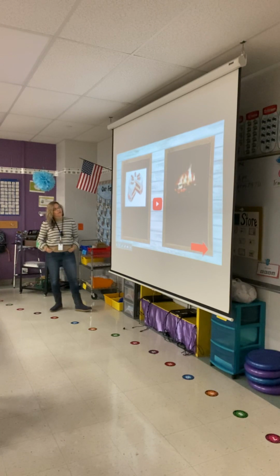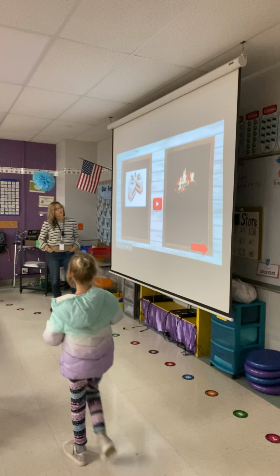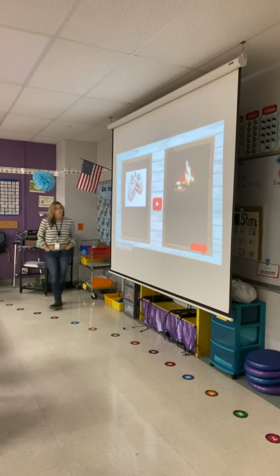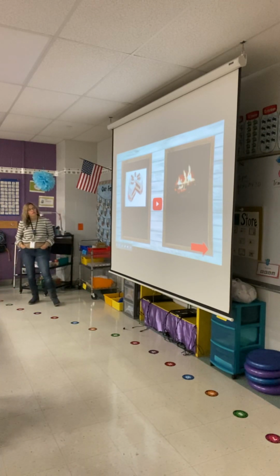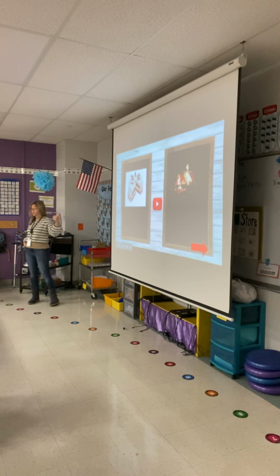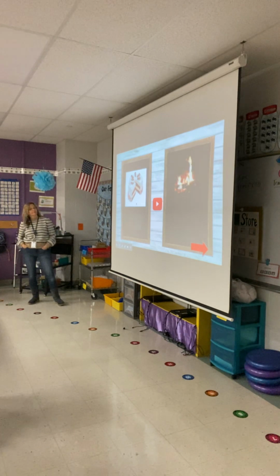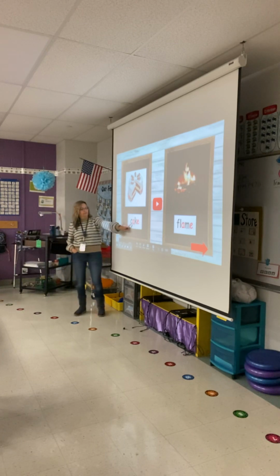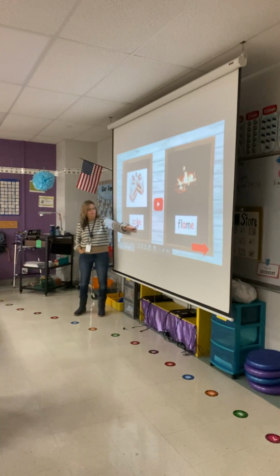Now that we've used our ears to listen to that A sound, let's use our eyes to determine what is making the A sound in these words. What do we already know that can make the A sound? That's right, the letter A in an open syllable. Let's look and see if that's what's happening in the words cake and flame. Okay, what's happening? Well, I see an A, but after that I see a consonant and then an E.